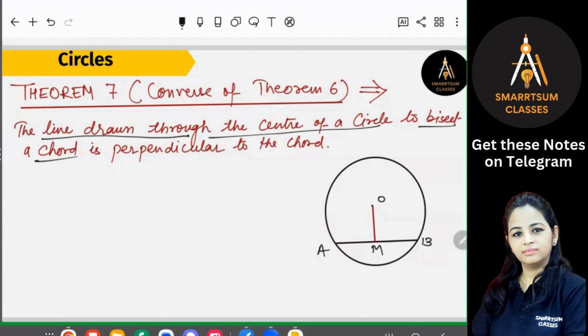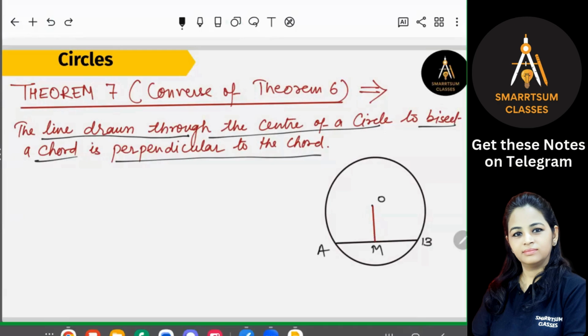Now, what do we have to prove? We have to prove that this OM is perpendicular to the chord, right? So this line segment is perpendicular to the chord. That means it is making a 90-degree angle with the chord. This we have to prove here.